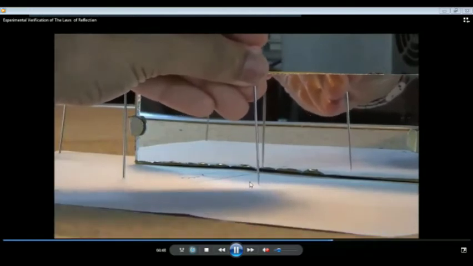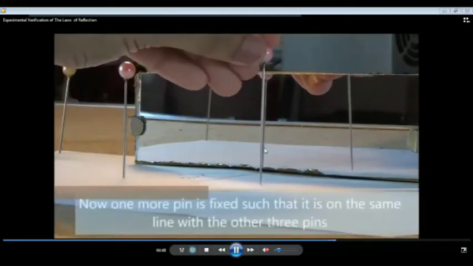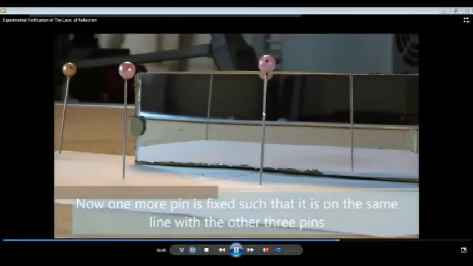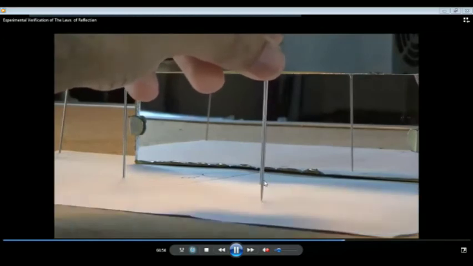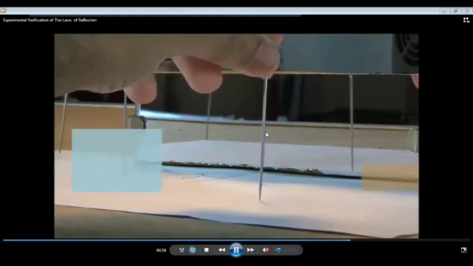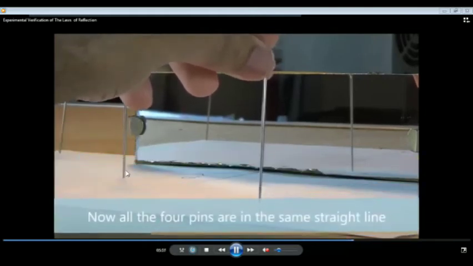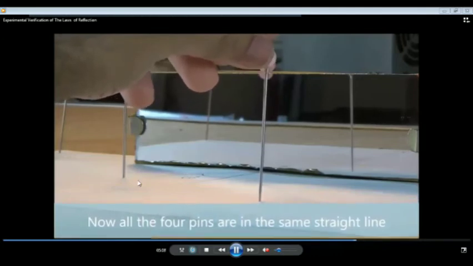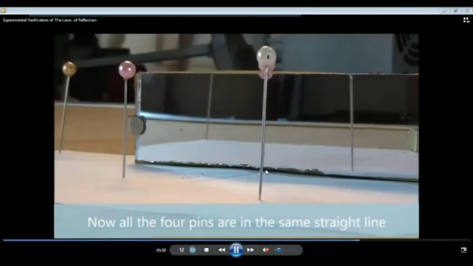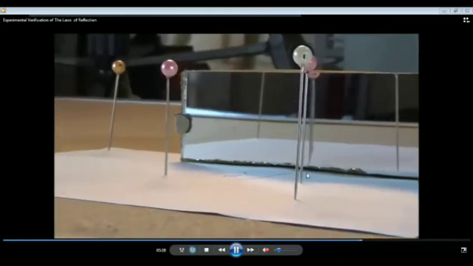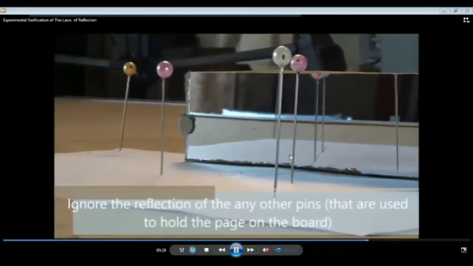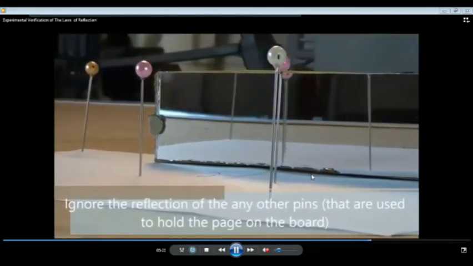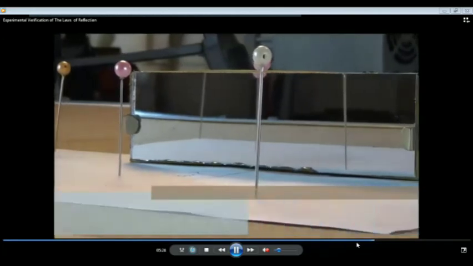Now we'll take another pin and adjust it just in front of that, so that all these 3 pins are in a straight line, and the 4th one also, so that these 2 pins are in the straight line of the image of the 2 pins which we have fixed before. Now you can see a clear line. If you move to the right or left, the direction of the image will change. Now it is in the straight line.